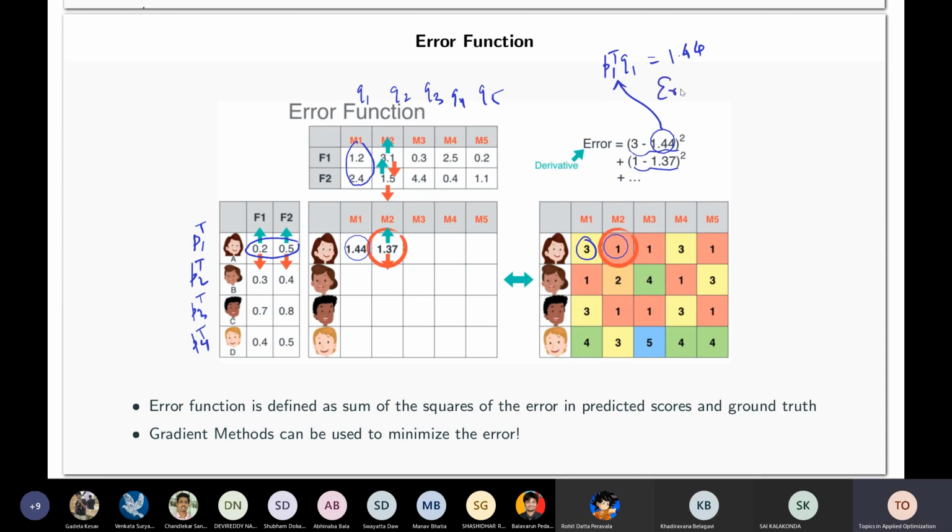So what the error looks like as a function is this: the error can be seen as a function of P1, P2, P4, Q1, Q2, Q3, Q4. And the explicit form of the error looks like this. Let us say the ratings matrix entries are Rij. So Rij minus Pi transpose Qj, right? And we have to sum over i, j.